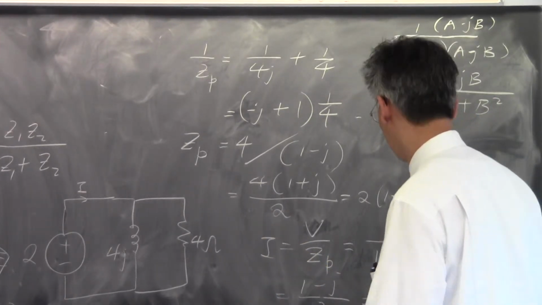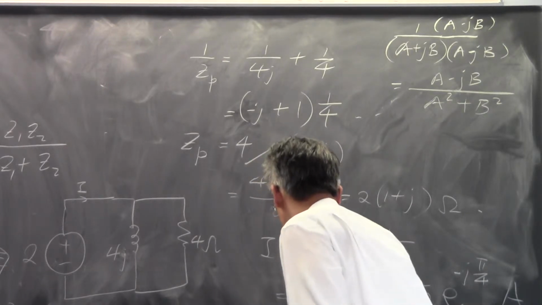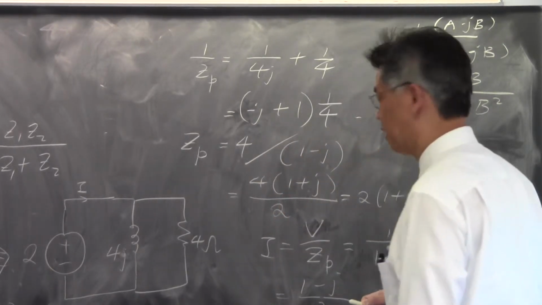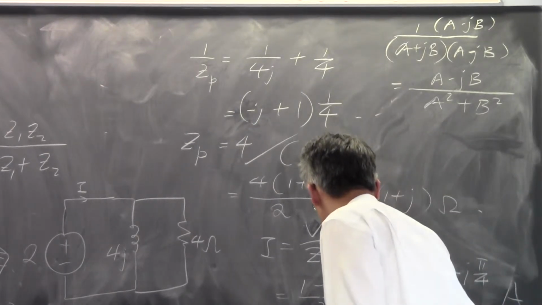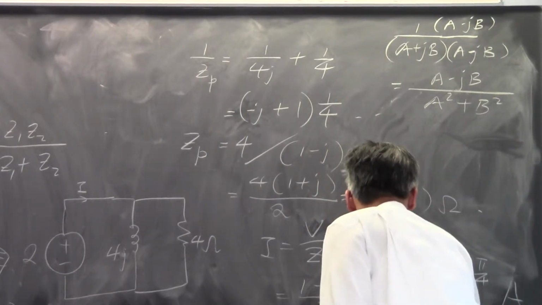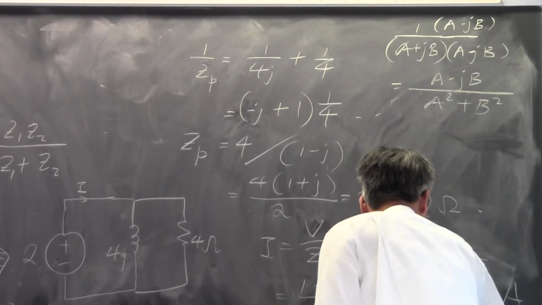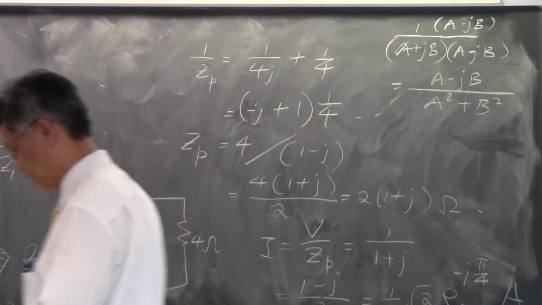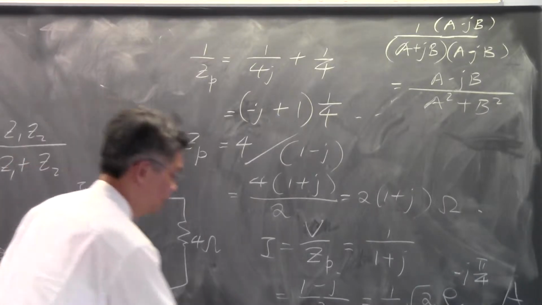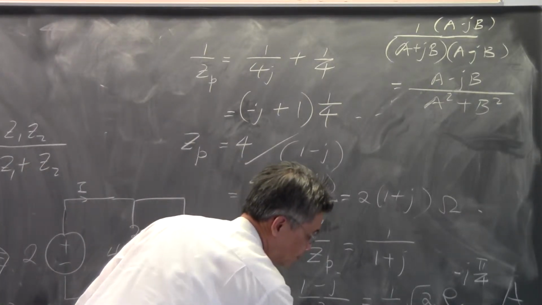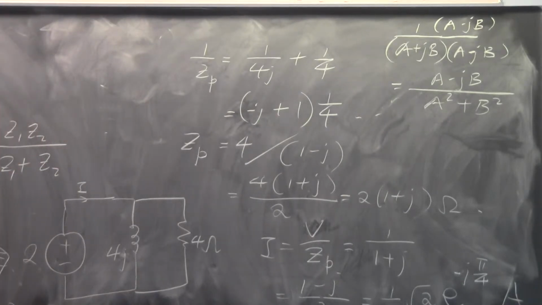back to time domain. Okay, so you multiply by e to the j omega t and take its real part. This is actually 1 over root 2 cosine of omega t minus pi over 4. Okay, that is the answer. Omega equals 2.